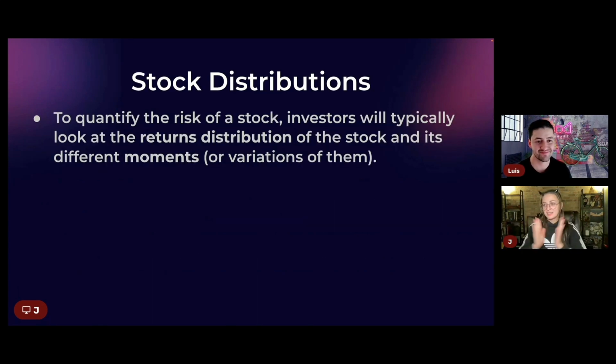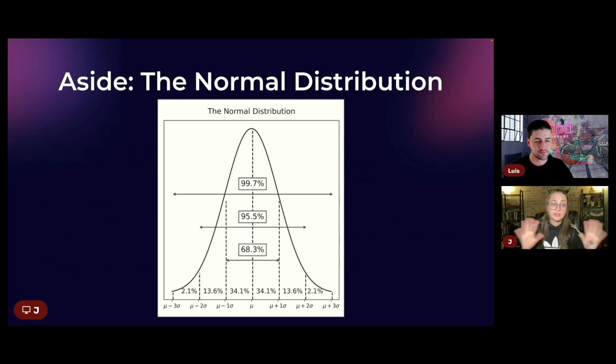Okay, stock distributions, everybody. So to quantify the risk of a stock, investors will typically look at the returns distribution of the stock and its different moments or variations of those moments. We usually don't talk, at least outside of math class, about the moments of a distribution, but you'll know at least a couple of these when we start to talk about them. When we look at the return distribution of a stock, we usually look at it relative to the normal distribution because this was the foundational distribution in the Black-Scholes model, which is not necessarily a correct assumption, but it's still an assumption that is pretty key in financial research and financial modeling and data analytics and all that kind of stuff.